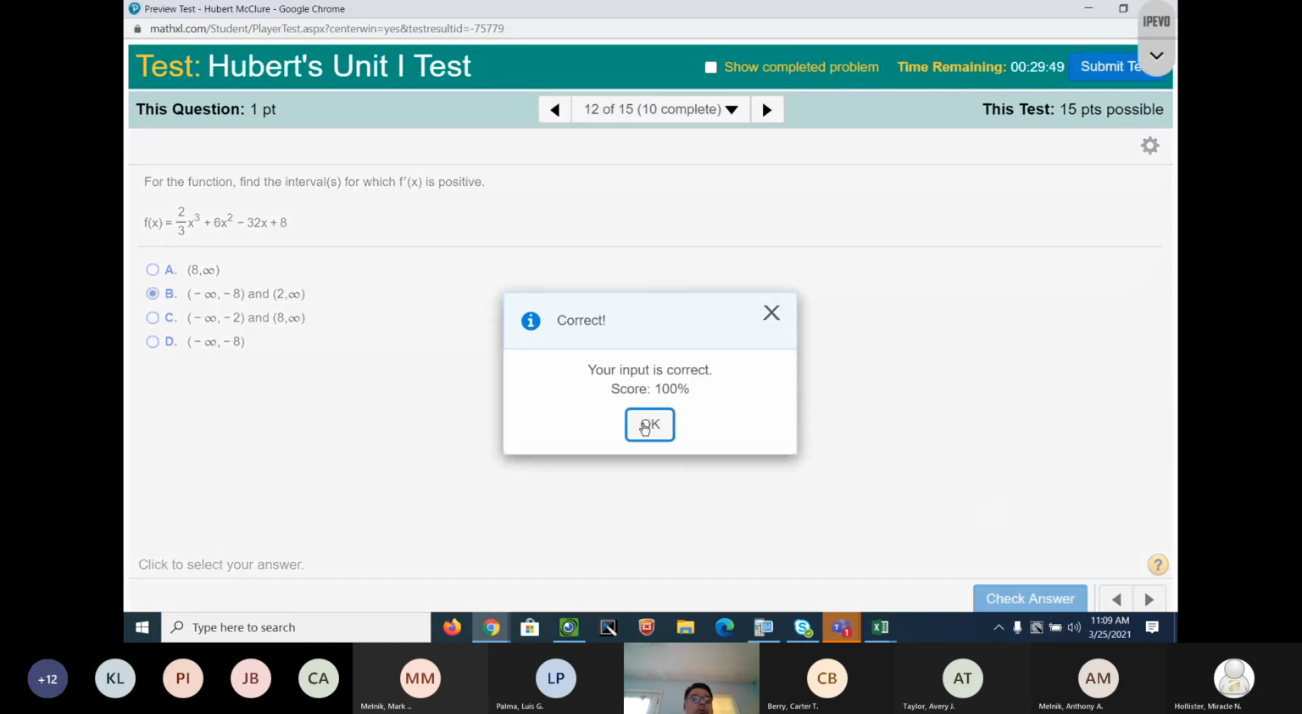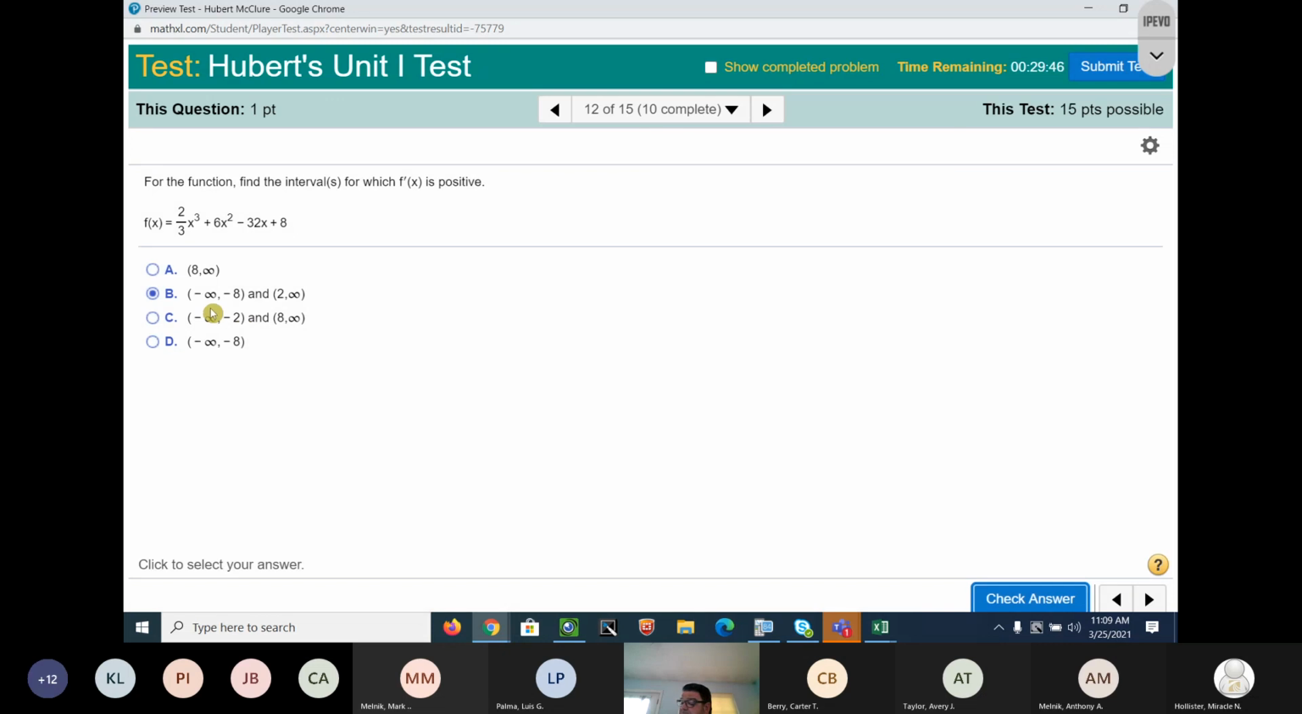Hold on a second. Negative infinity to negative 8. That's negative. Well, we got it marked right, but it should be the positive. It says for the function, find the interval for which f prime of x is positive. We must have done something wrong somewhere. The answer is B. And I think we've done something wrong plugging the numbers in. I'll have to do that. Let's move on and let's come back to that one.